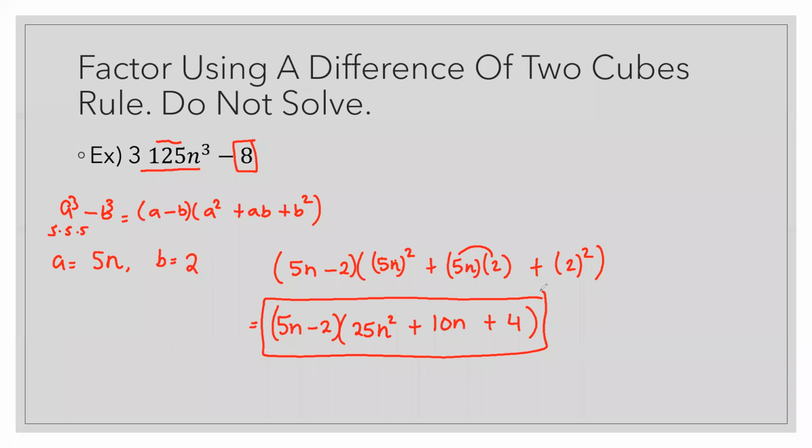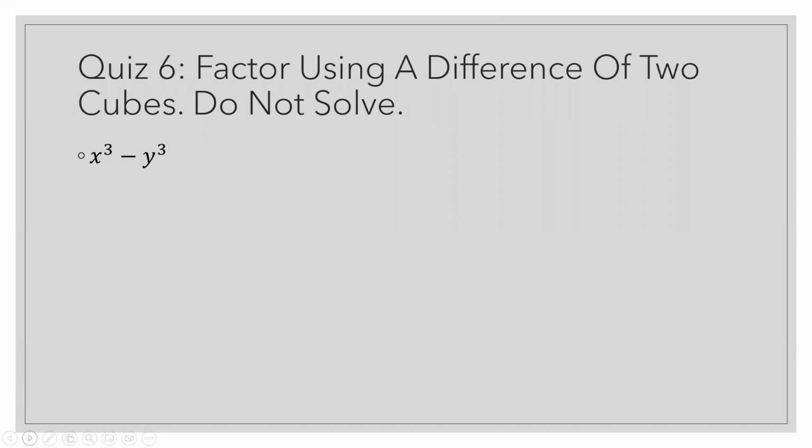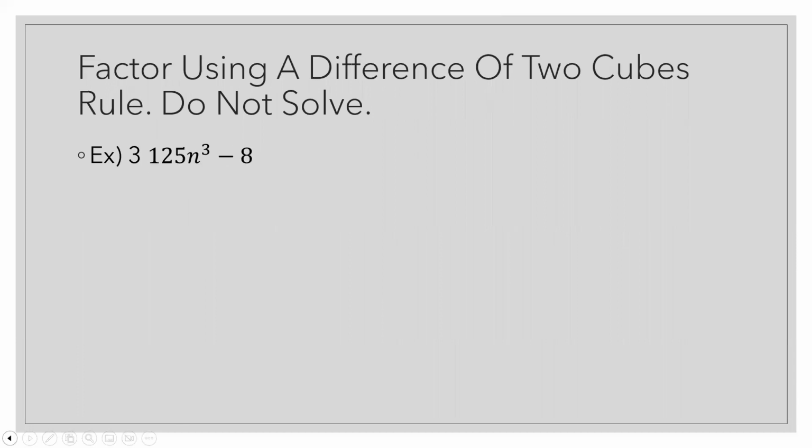And then let's do example 4. Here we are, example 4. Factor using difference of two cubes, do not solve. So we have u cubed minus 125v cubed. So I'm still going to always write out the rule.